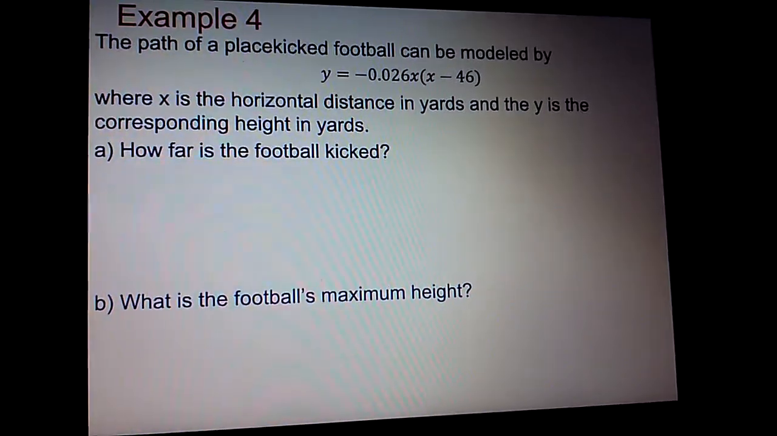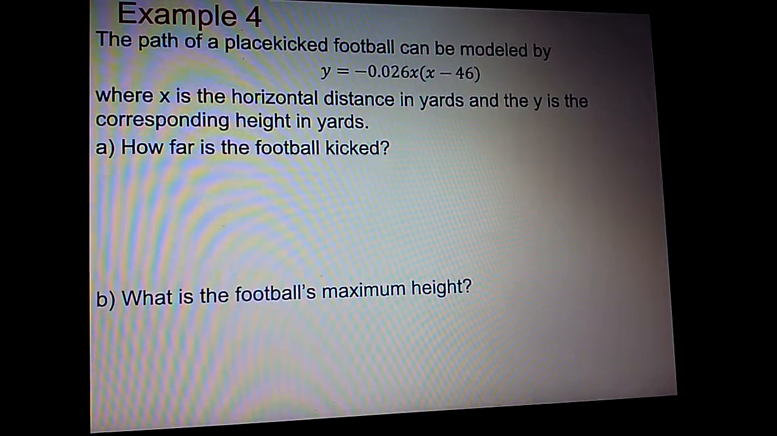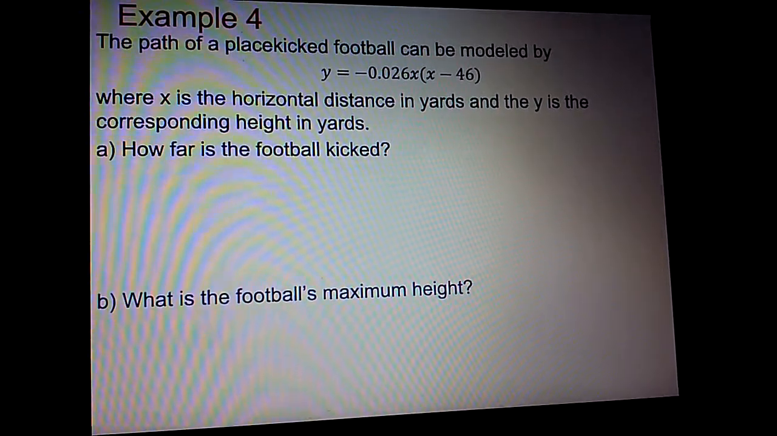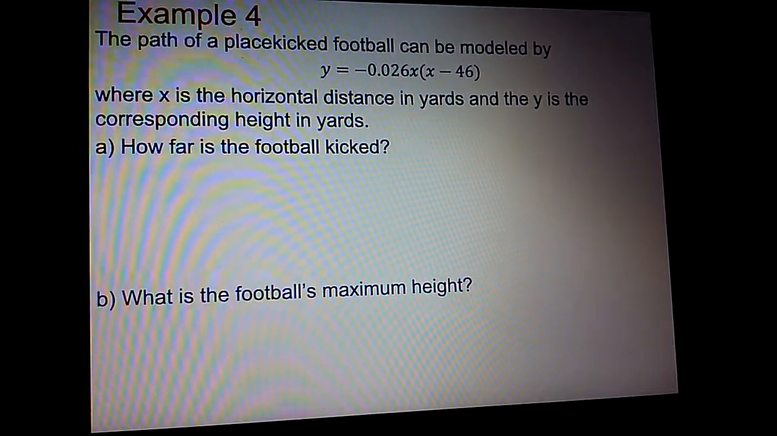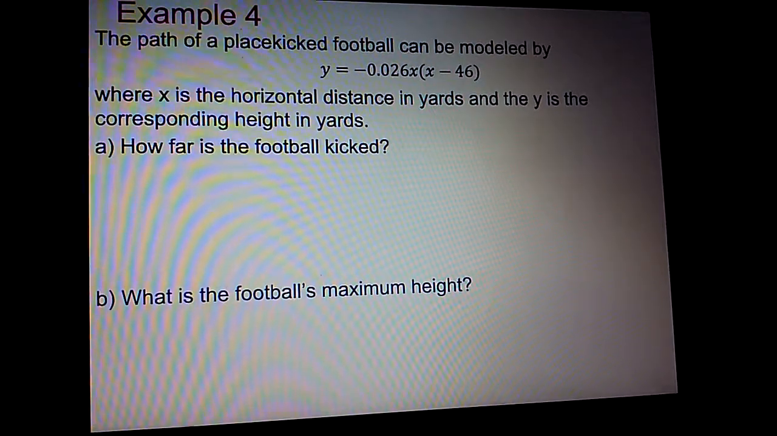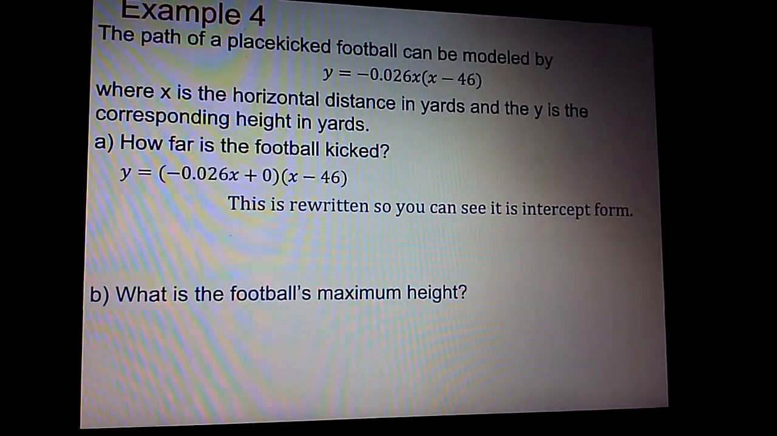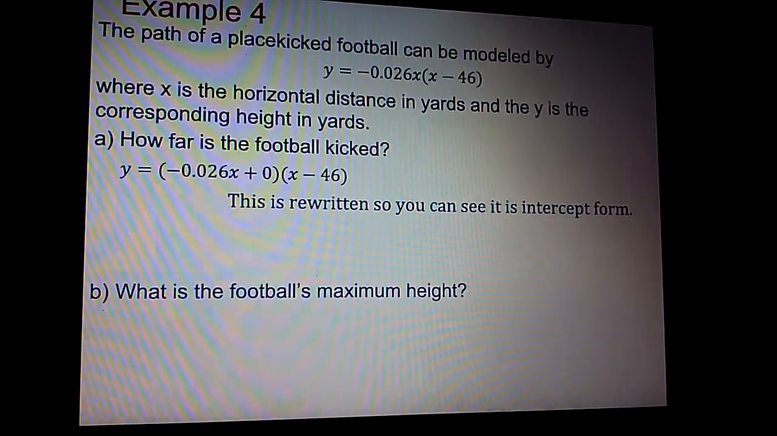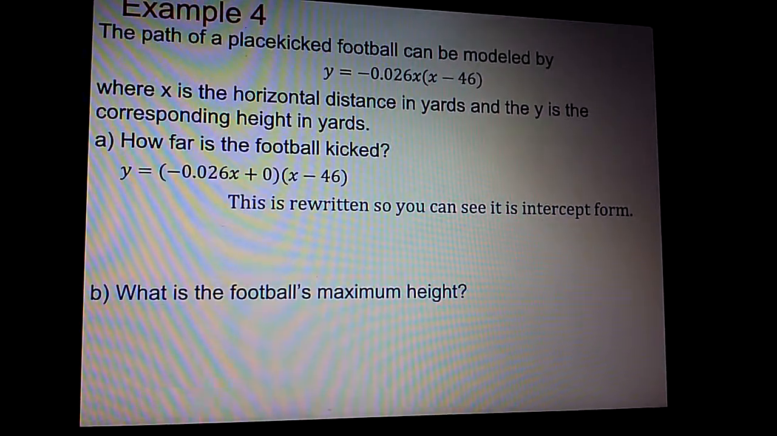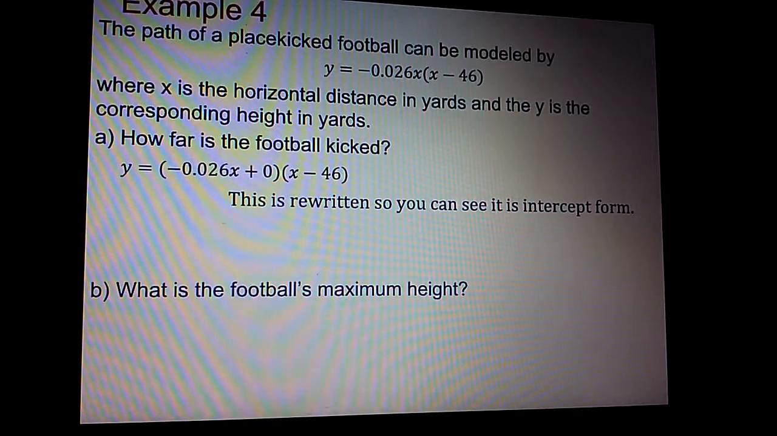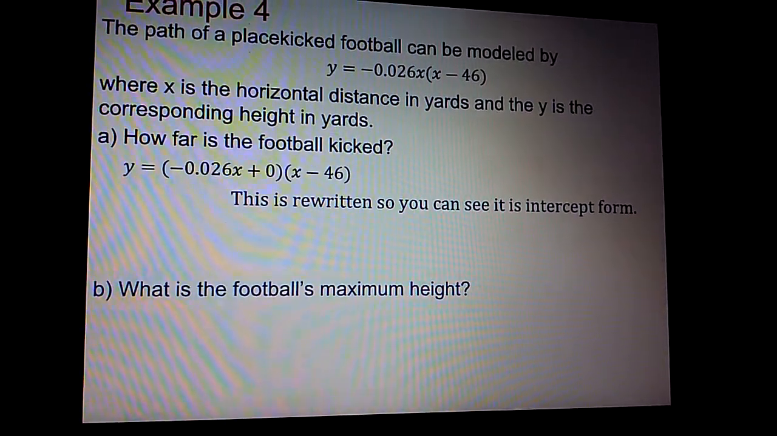Okay, so this equation is not standard form because you don't see an x squared and an x. You're going to be tempted to say that it's vertex form because it has the one set of parentheses, but it doesn't have a squared on the outside of the parentheses. So this is actually intercept form in disguise. If we write it the way you're used to looking at it, it's going to look like this: negative 0.026 times (x plus 0) times (x minus 46). So this clearly tells you the p and the q.